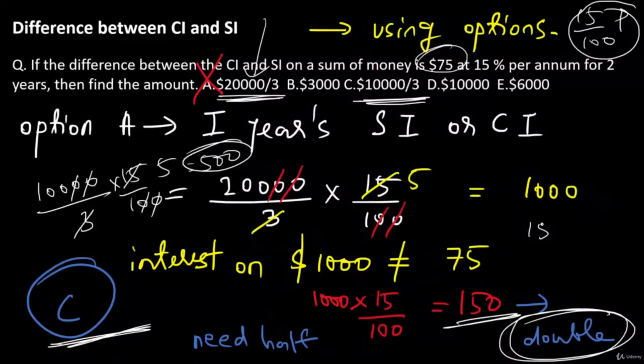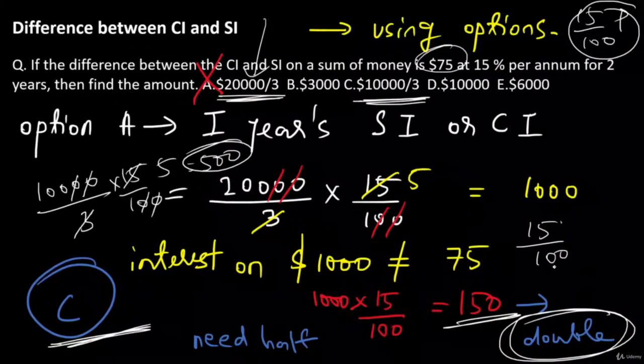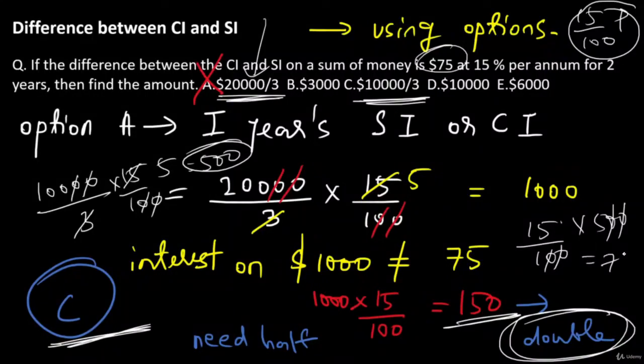So how much is 15% of 500? That's 15 by 100 into 500, which is equal to 15 into 5, which is equal to 75. And that is correct. That's the difference given over here. That's why the correct answer is option C.